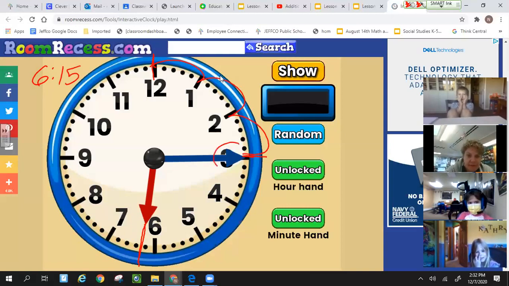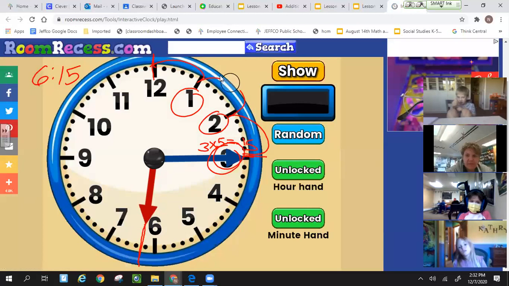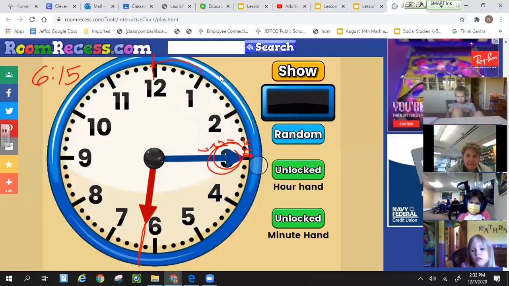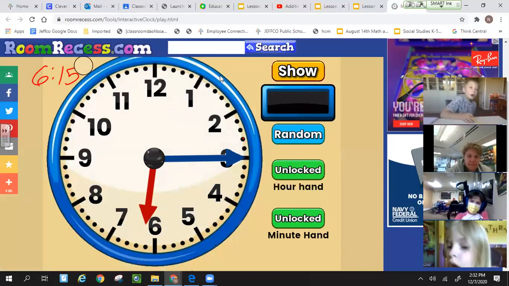Now notice, that's a 3, right? Remember when I told you there's a trick? You could multiply the 3 times 5 and get 15, because each one of these numbers is representing that group of 5. So you could just multiply the number by 5 to get your number of minutes if it's on the 5-minute mark. All right, let's try another one.